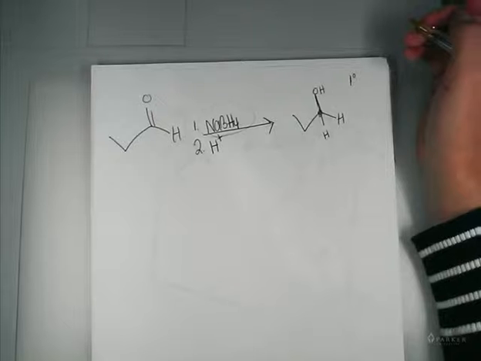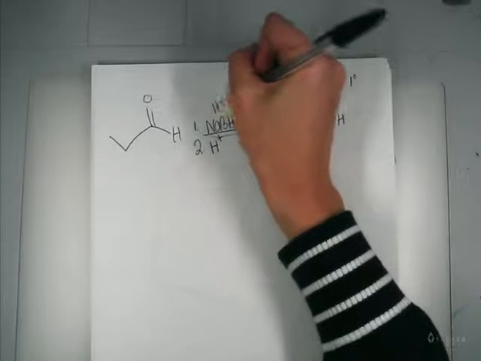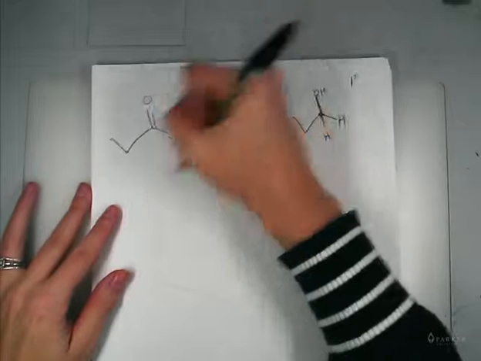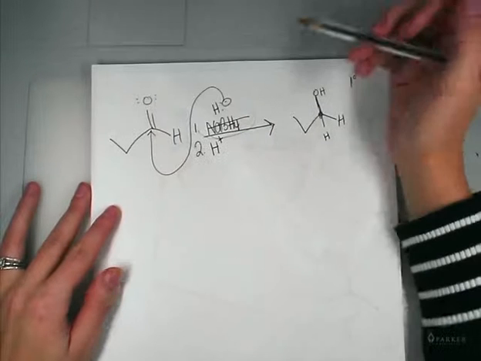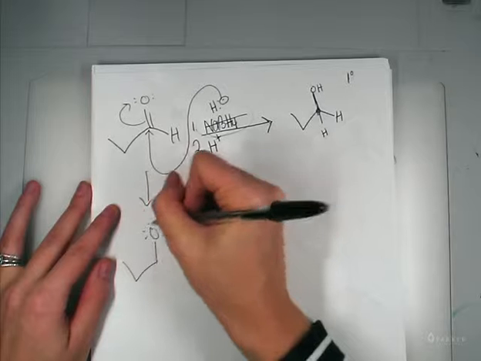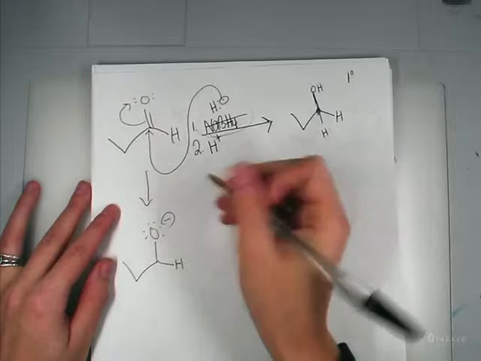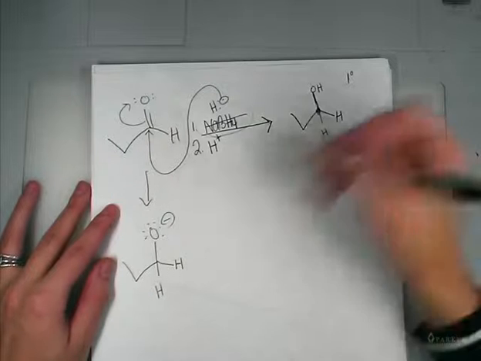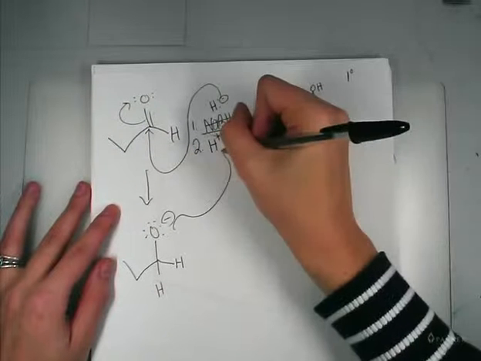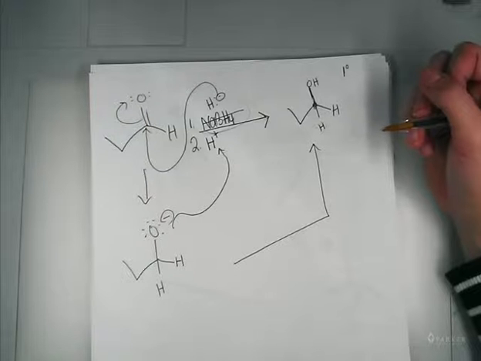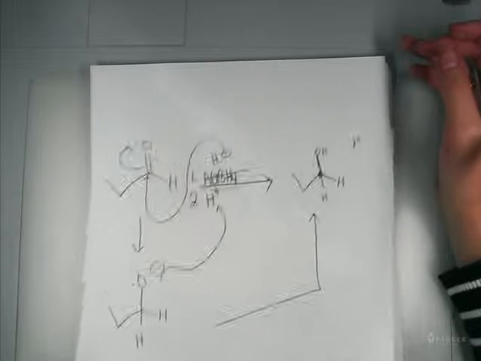So let's look at the mechanism on this one. This is a hydride here. You cross that out and just put the hydride. Where does it make a bond? Yeah, the carbonyl carbon, which causes the double bond to do what? Go up. And what's my final step? Yeah, oxygen grabs the hydrogen. We could also have this.